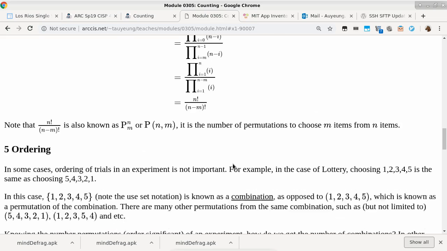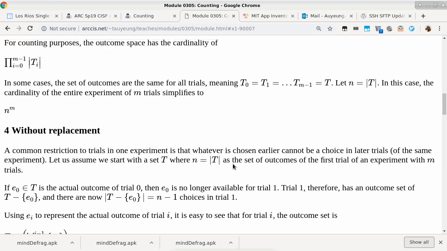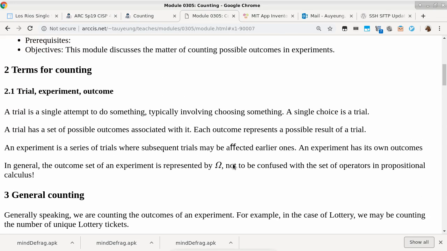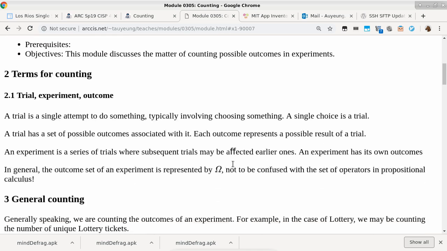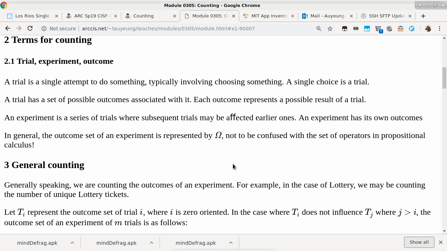All right, so we'll go from the beginning. You can see that even though the module is titled counting, it's not really the very simple counting. Basically, we're trying to address the counting that is needed when you try to figure out the chances of winning the lottery. So that's the kind of counting we are trying to do.